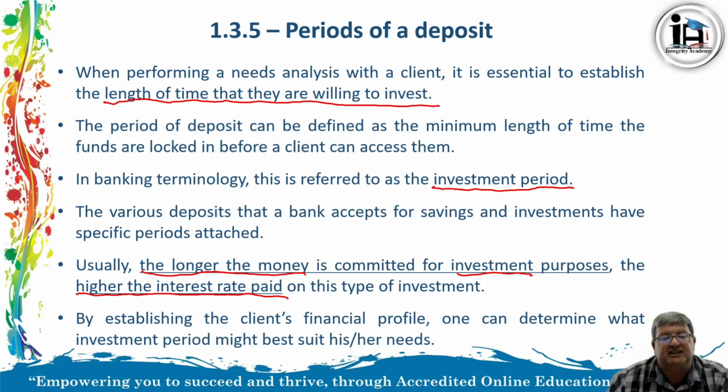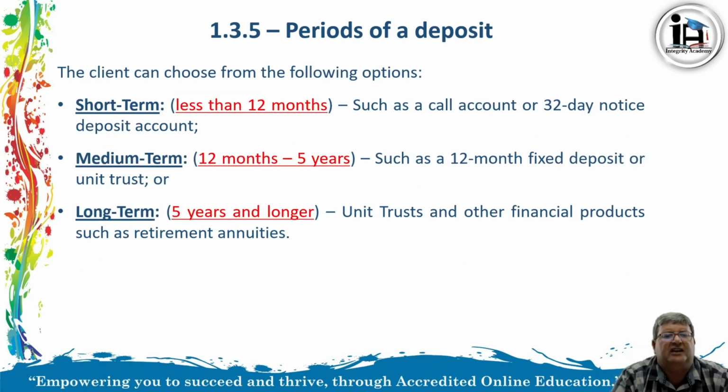By establishing the client's financial profile, one can determine what investment period best suits his or her needs. So the client can choose from the following options: short-term investment, medium-term investment, and a long-term investment. Short-term is less than 12 months, such as a call account or a 32-day notice deposit account. Medium-term, that is 12 months to 5 years, such as a 12 months fixed deposit or unit trust. Or long-term, 5 years and longer. Things like unit trust and other financial products such as retirement annuities.